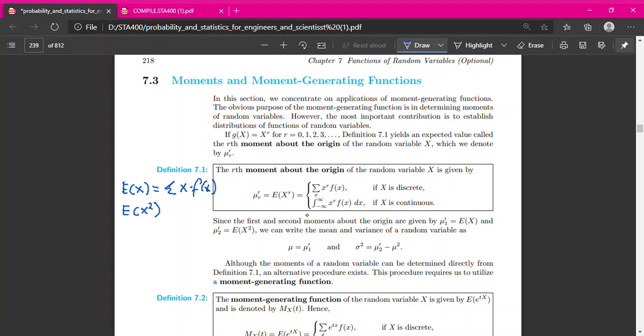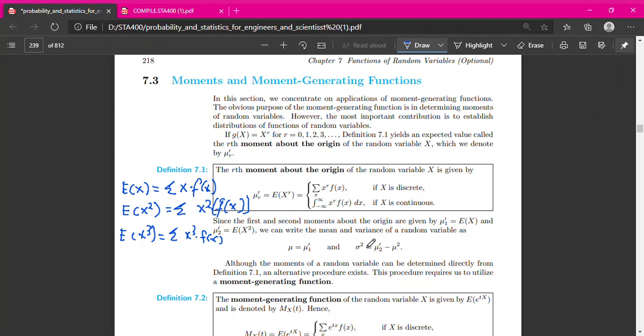Let's say kalau kita nak dapatkan expected of X square pula untuk discrete, it will be summation of X square multiply fx. Ini dipanggil second moment about the origin. Kalau nak cari expected of X power of 3, it will be the third moment about the origin. Like I said just now, mu ataupun mean actually adalah first moment about the origin.